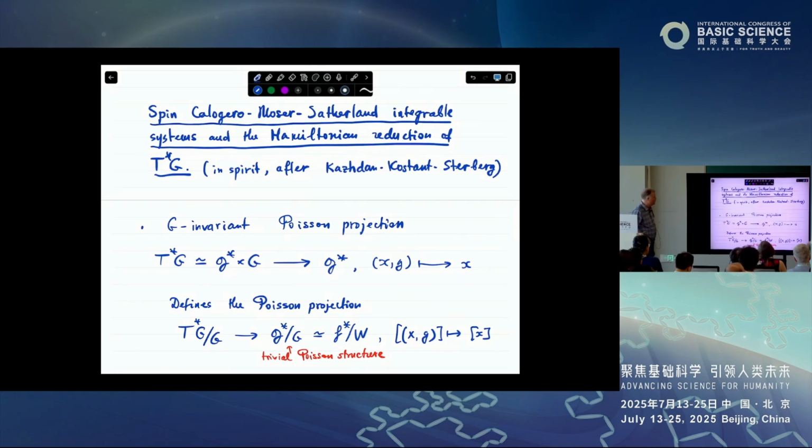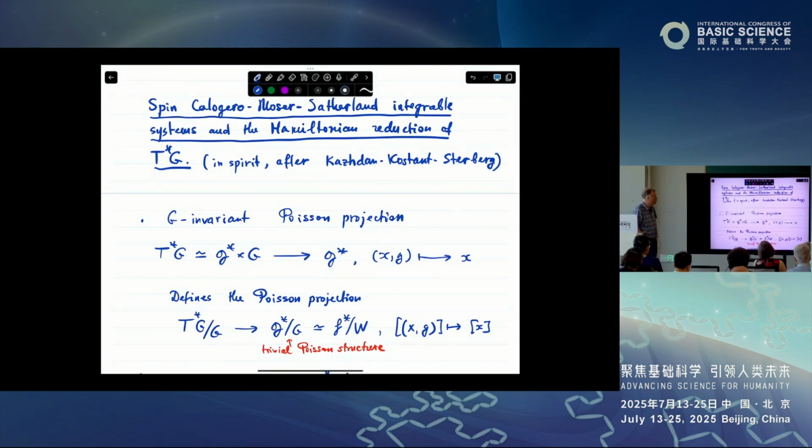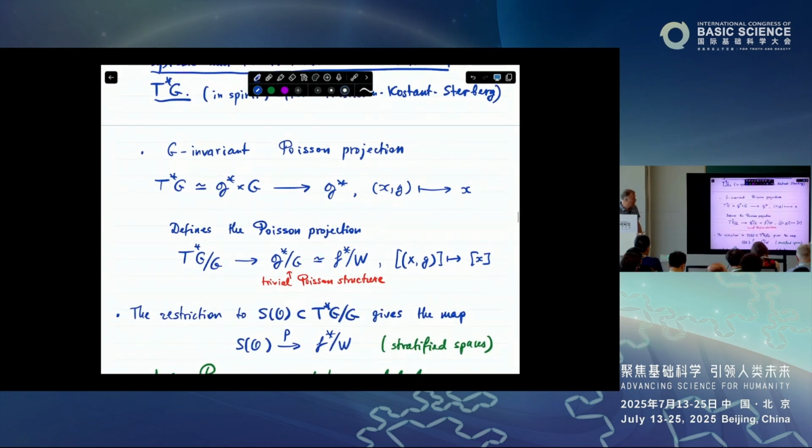So now I want to describe the spin Calogero-Moser Sutherland integrable systems via the Hamiltonian reduction of T star G. It's in the spirit of the paper by Kazhdan, Kostant and Sternberg, where they did it for the cotangent bundle of the Lie algebra. Their aim was specifically the non-spin Calogero-Moser system. But the philosophy is more or less identical, so I think it's natural to give this reference.